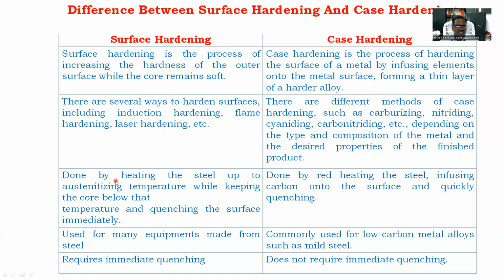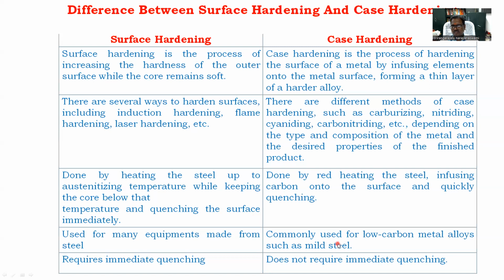Surface hardening is done by heating the steel up to austenitizing temperature while keeping the core below that temperature, and quenching the surface immediately. Case hardening is done by red heating the steel, infusing carbon into the surface and quickly quenching. Surface hardening is used for many equipments made from steel. Case hardening is commonly used for low carbon metal alloys such as mild steel.